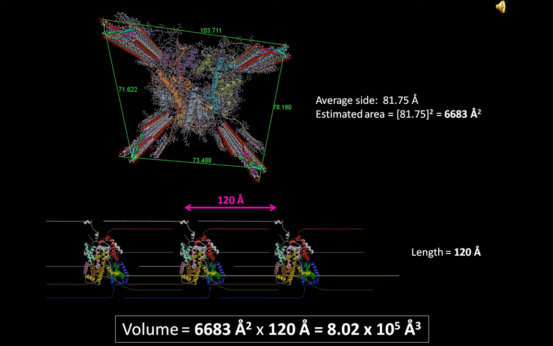This gives a nucleosome volume of about 8 times 10 to the fifth, or 800,000 cubic angstroms, which I urge you to not take overly seriously, but to think of as representing some number in the vicinity of about 1 million cubic angstroms, comparable to a cube with an edge length of 100 angstroms.